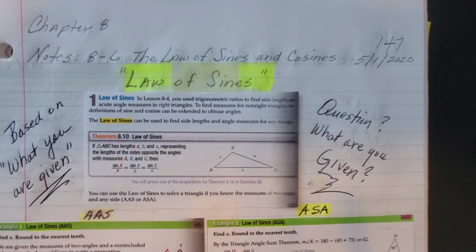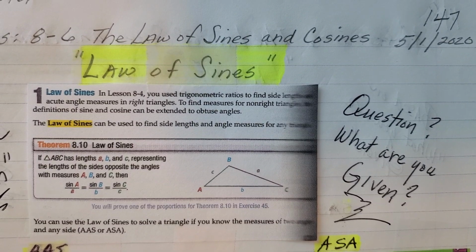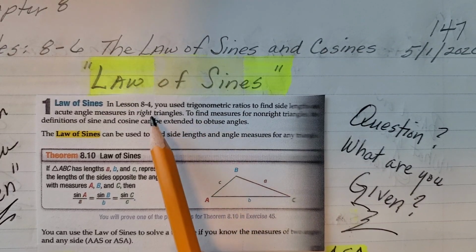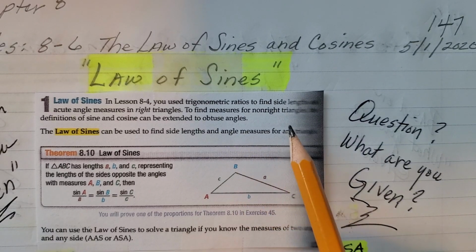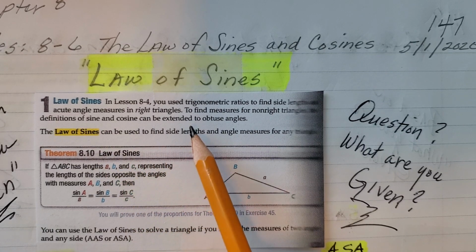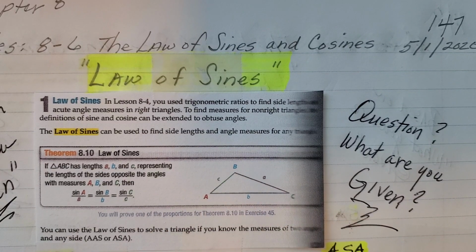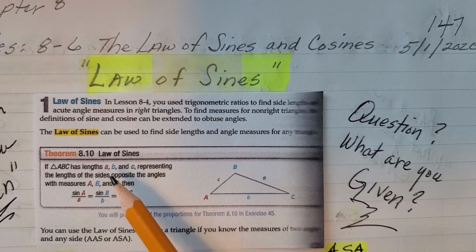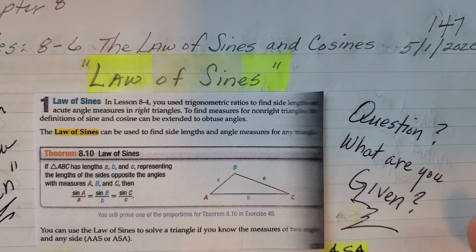So the laws of sines and cosines, I'm going to try to zoom in a little bit so you can see it a little better. Okay. So the laws of cosines are used to find sides and angles of different non-right triangles. Okay? And the definition of sine and cosine can be extended to obtuse angles as well, which you're going to see. So that when you have a triangle that's not right, this is when you would use the laws of the sines and cosines.